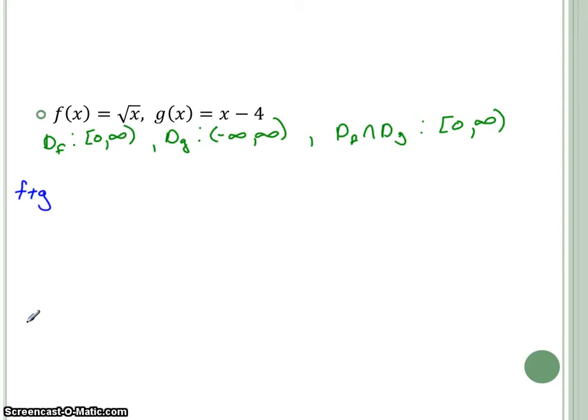So let's start finding those combined functions. So we take f plus g, we would get the square root of x plus x minus 4. Can we do anything? No. So that one's done. All right, so then what's its domain? 0 to infinity. Okay, then we want f minus g.